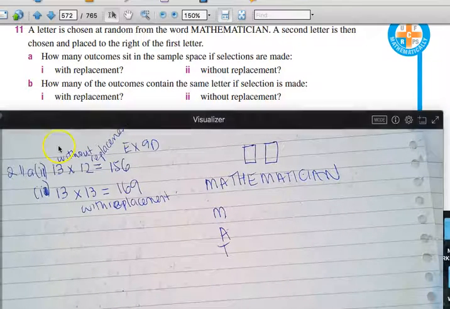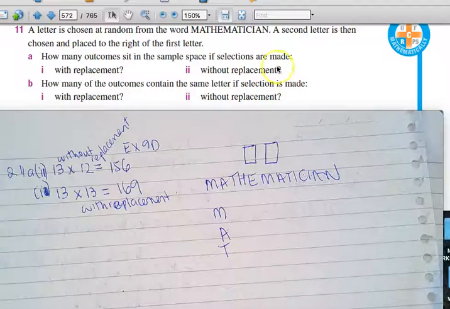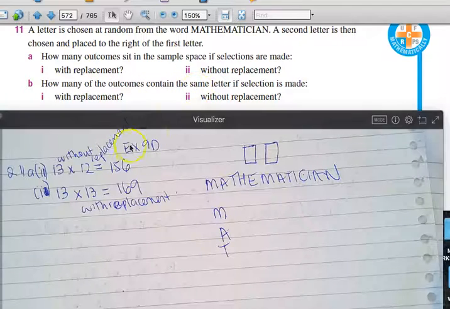All right, so do you understand what with and without replacement is? With replacement means I look at the first card, put it back, and choose again. Without replacement means I put the first card on the table, and then I've only got 12 left, and I choose another one. Okay, now it says how many of the outcomes contain the same letter if selection is made with replacement and without replacement.